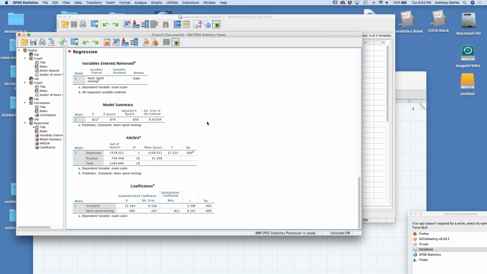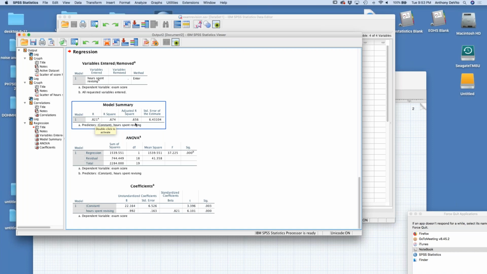It does something interesting then. It takes our correlation, just recalculated the same way it calculated before, takes that value and squares it. 0.821 times 0.821, calls that R squared, 0.674. It also calculates this thing called adjusted R squared.